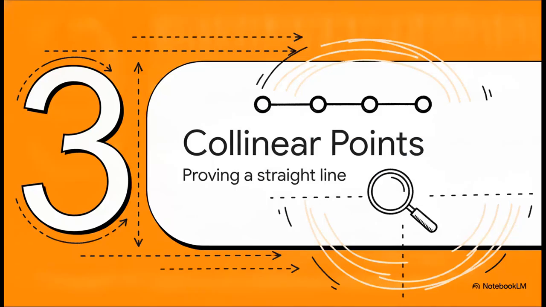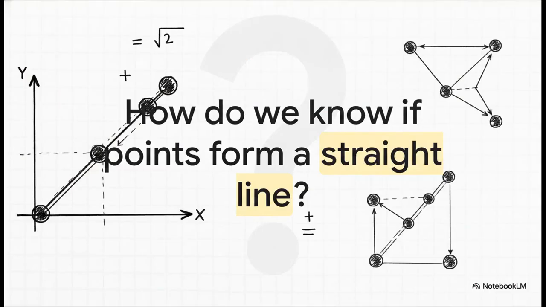Section 3. Checking for collinear points. Now that we have our formula properly established, let's use it as a tool to solve some geometric mysteries. Let's start with the concept of collinearity. If I give you 3 completely random points on a graph, let's call them A, B, and C, how can you mathematically prove they sit on the exact same straight line? Just looking at a drawing isn't enough in geometry. We need solid, undeniable mathematical proof.